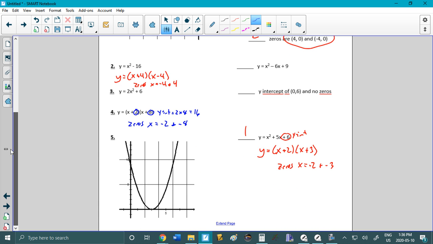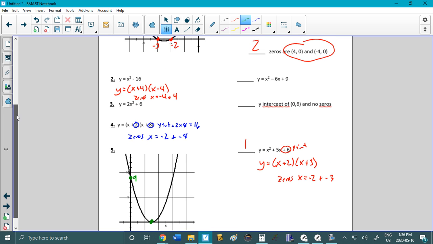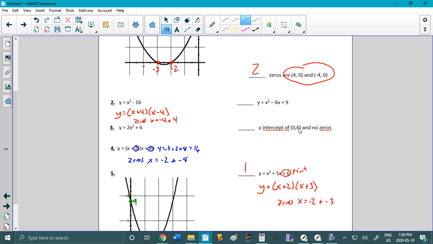Okay, next one, we got a graph. So we've got a 0. What's this? I don't know. That's 5. That's weird. What's the y-intercept here? Looks like the y-intercept is 9. So we got a y-intercept of 9. So this says y-intercept of 6, so it can't be that one.